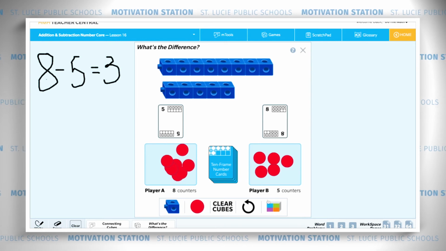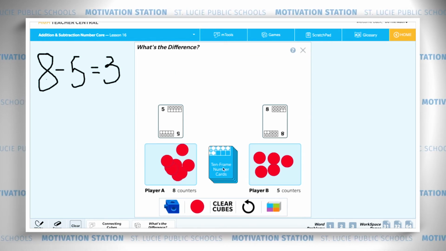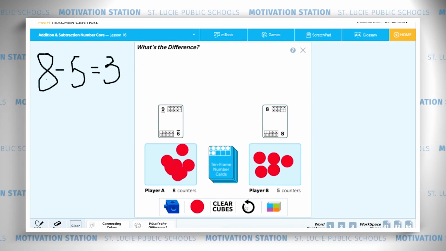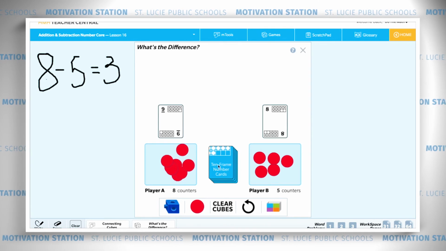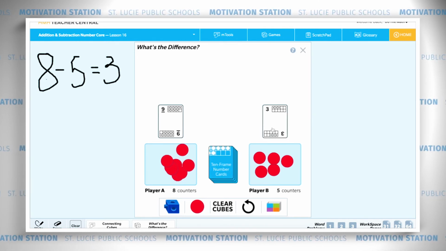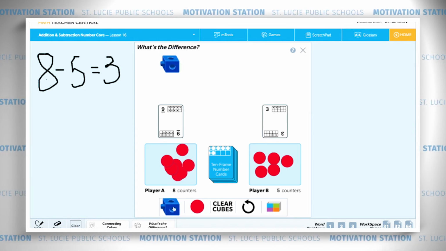So I'm going to clear the cubes. I'm going to leave my equation there, actually, and we're going to pick new numbers. Okay, so we have 9. Don't want to press that button because it'll erase everything. And Puppy Dog is going to pick 3. Okay, so let's go. Let's build first our cube train of 9.